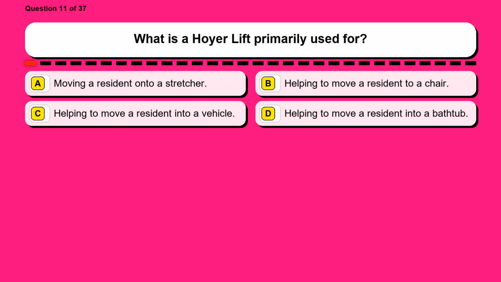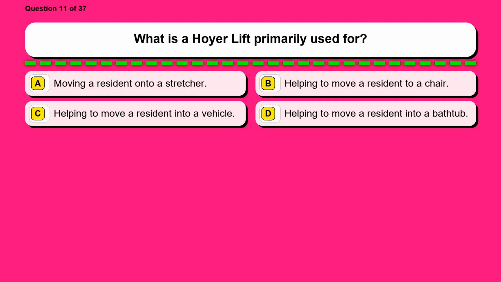Question 11. What is a Hoyer lift primarily used for? Option A. Moving a resident onto a stretcher. Option B. Helping to move a resident to a chair. Option C. Helping to move a resident into a vehicle. Option D. Helping to move a resident into a bathtub.